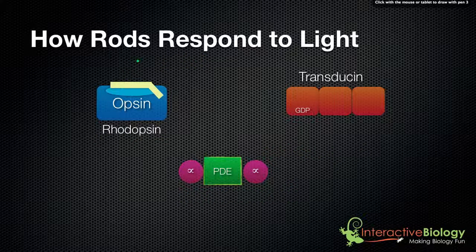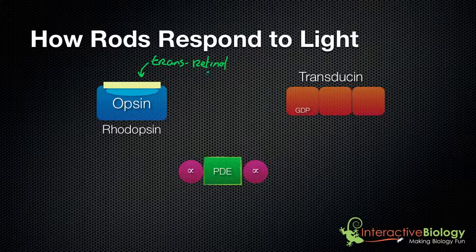So this process all starts with light, and we're going to take one photon of light, and let's say a photon of light comes in and strikes rhodopsin. So this right here is light, and it comes in and it strikes rhodopsin. When the photon of light strikes rhodopsin, what happens is the cis-retinol changes into a different form, and that different form is called trans-retinol. So it's no longer in the cis form, it's now trans-retinol.